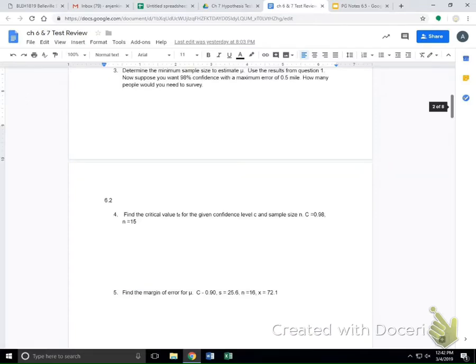Okay, so now we're on to number 3. For number 3, we're determining the minimum sample size to estimate mu. Use the results from question number 1. Now suppose that you want a 98% confidence with a maximum error of 0.5 mile. How many people would be needed for the survey? So we have to use that formula. So you have to go back to that section. You can find n equals my z-score, so my critical value, times sigma all over my error squared. This might be a formula I'd want starred on my note sheet.